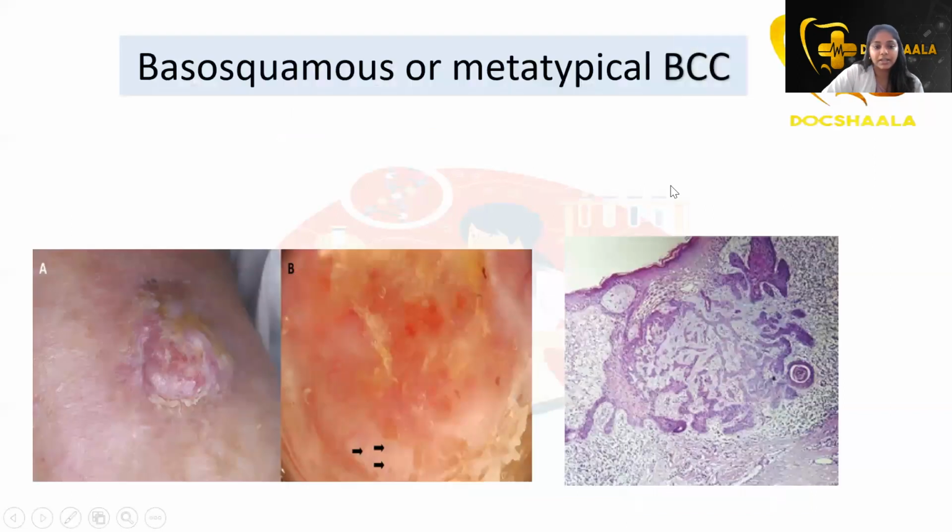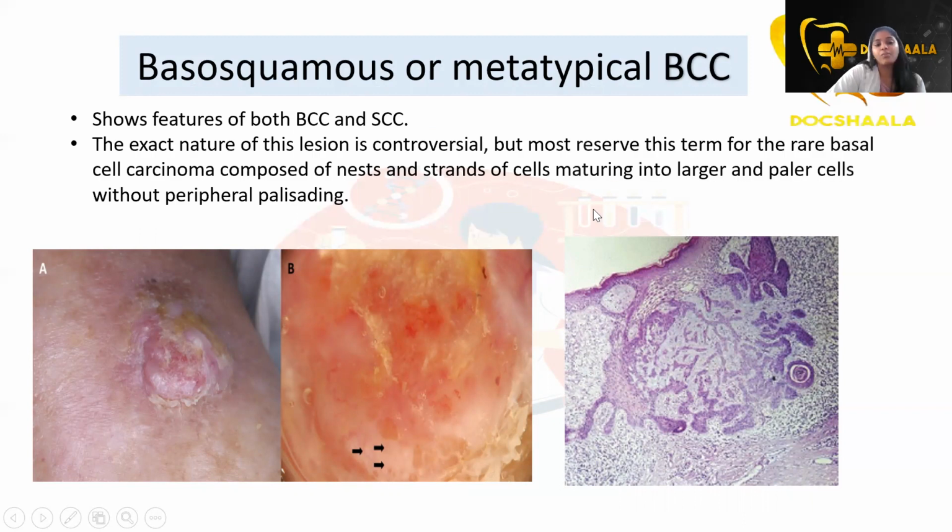Okay. Then coming to basosquamous or metatypical BCC. In this, features of both basal cell carcinoma and squamous cell carcinoma can be seen. That is, the cells of both the basal cell layer and squamous cell layer are affected. The exact nature of this lesion is very controversial, but most reserve this term for the rare basal cell carcinoma composed of nests and strands of cells maturing into larger and paler cells without peripheral palisading. So it is looking like this, right?